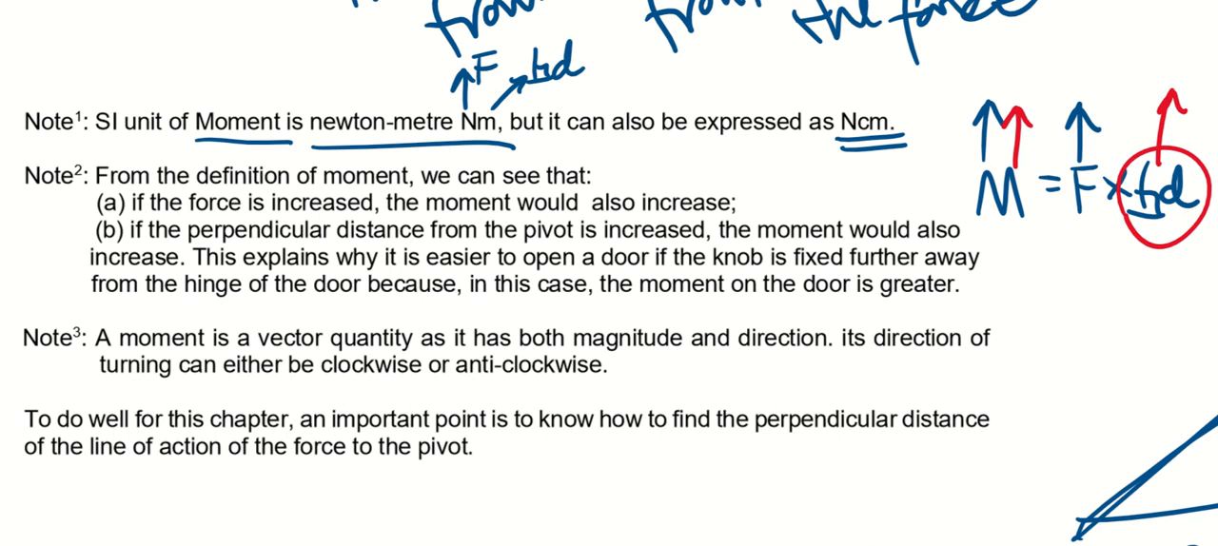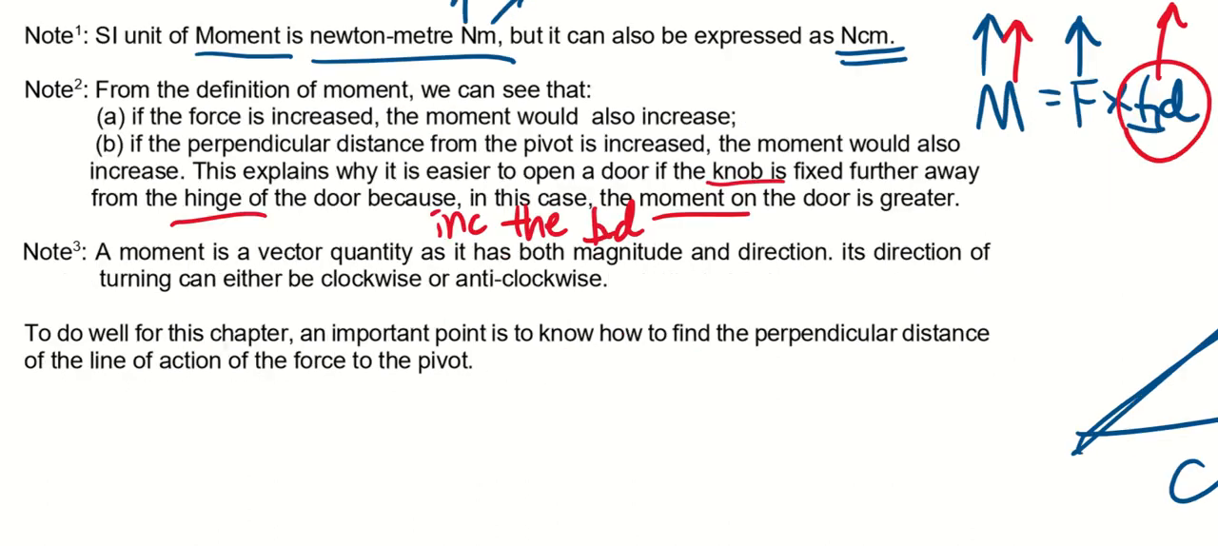So this explains why it's easier to open a door if the doorknob is fixed further away from the hinge of the door, because in this case I am increasing the perpendicular distance of the force to the pivot. Therefore, it will result in a larger moment. Actually, you have done this in real life, right? But just to put it into a science concept, it is moment equals force times perpendicular distance.